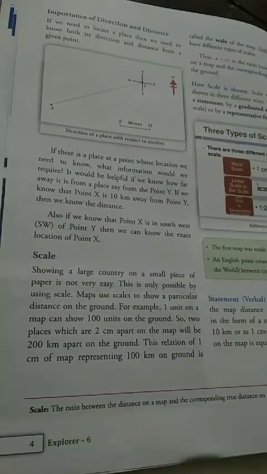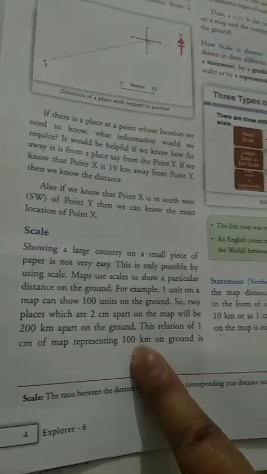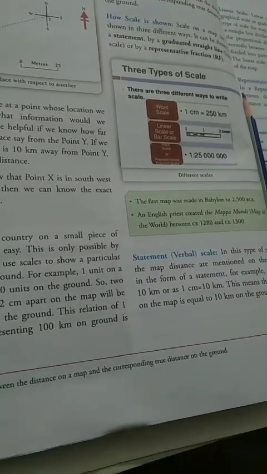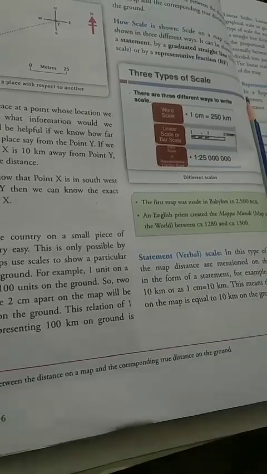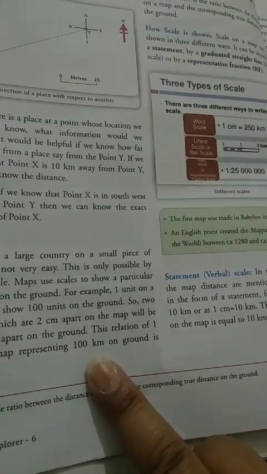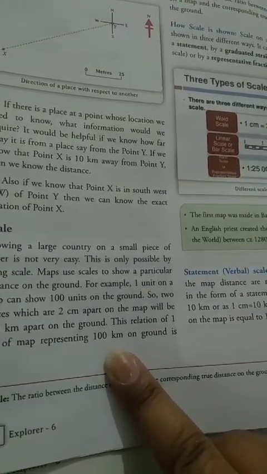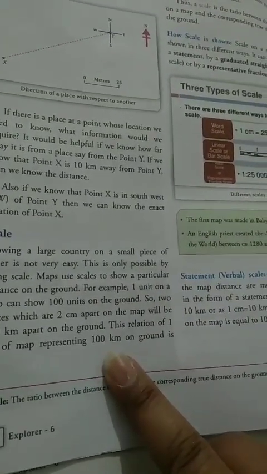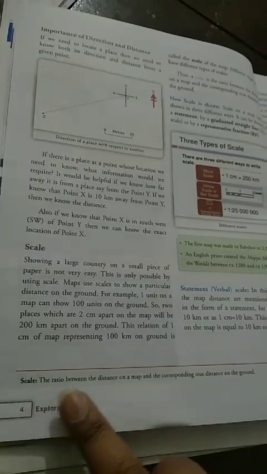The distance of 1 centimeter on the map shows how much distance on the ground? 100 kilometers. It means that any place which is at a distance of 1 centimeter on the map is, in reality on the surface of the earth, at a distance of 100 kilometers. This is known as the scale of the map. At the bottom of the page, the definition of scale is written: the scale is the ratio between the distance on the map and the corresponding true distance on the ground.